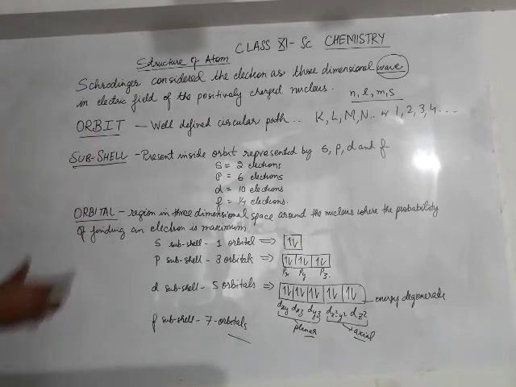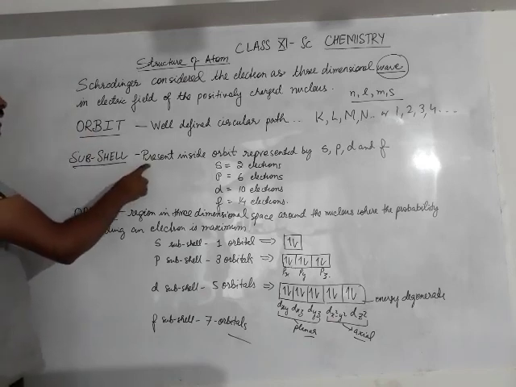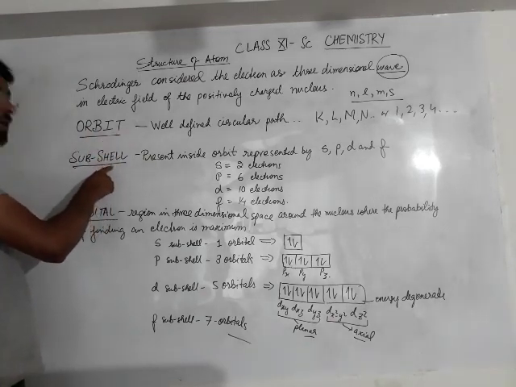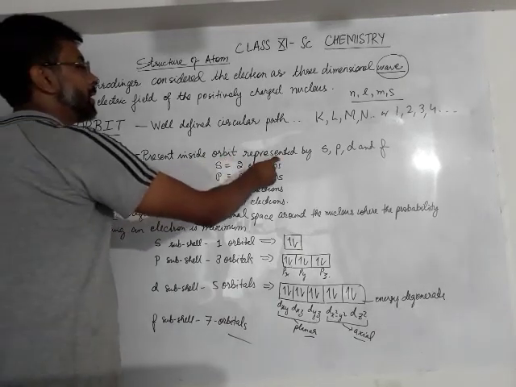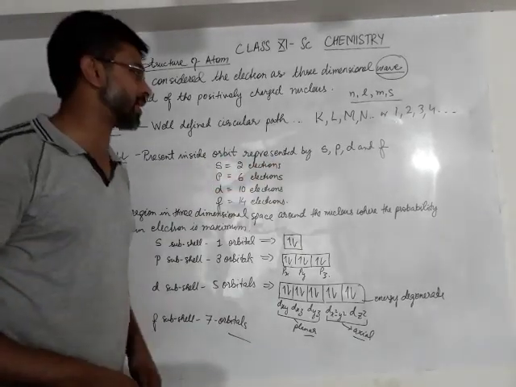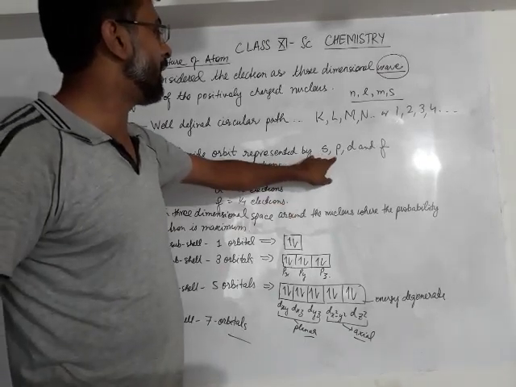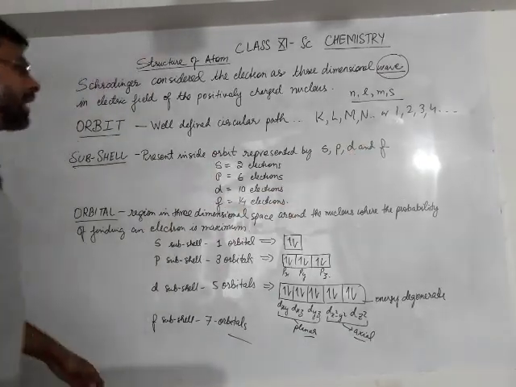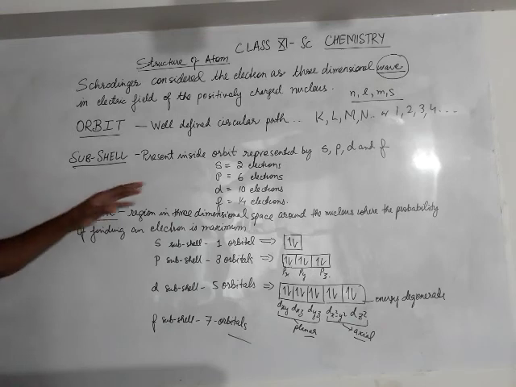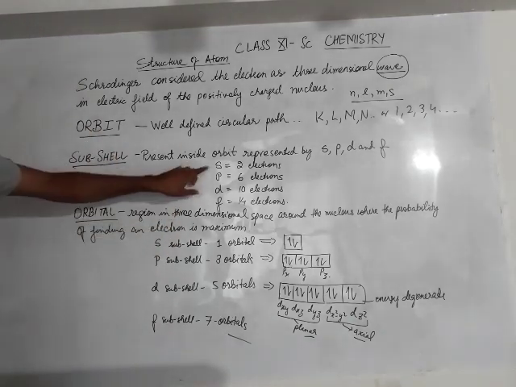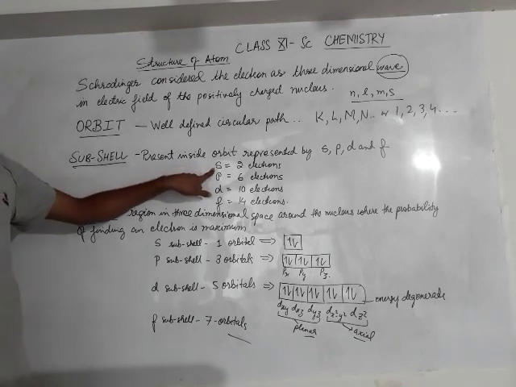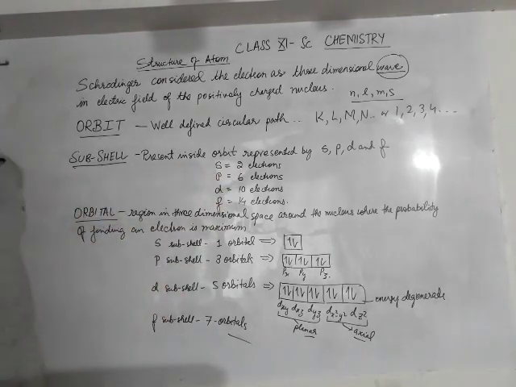Now what is a subshell? A subshell is something like an orbit. It is an area which is present inside an orbit. It is represented by small alphabets like s, p, d and f. S, p, d and f are subshells which are present inside the orbits. Each s subshell has a capacity of accommodating 2 electrons.